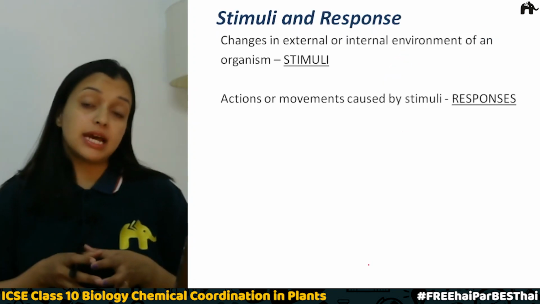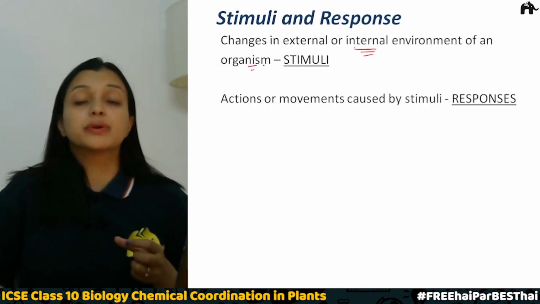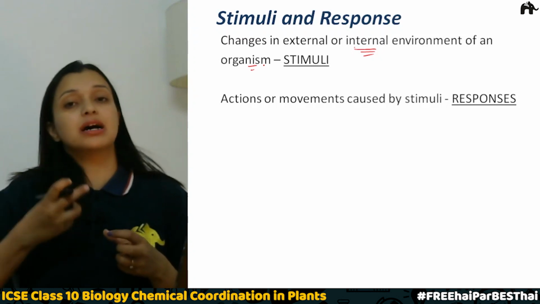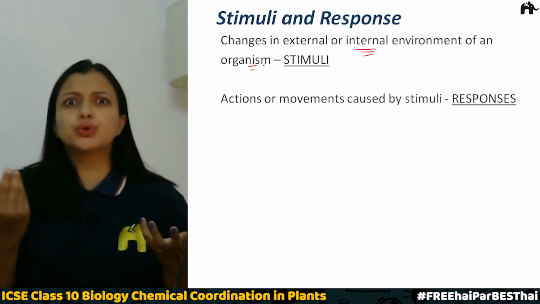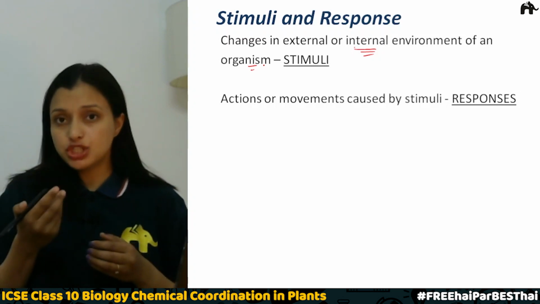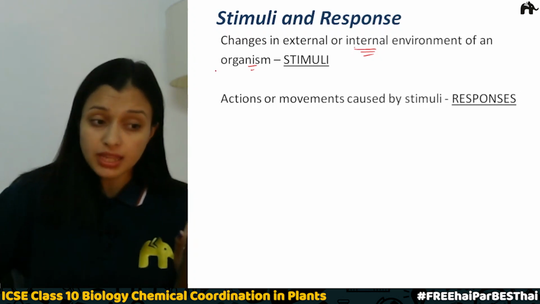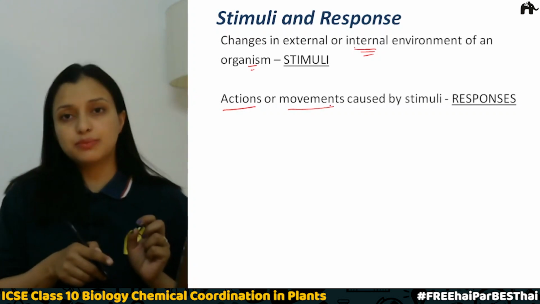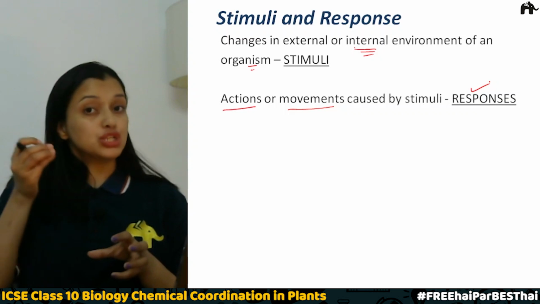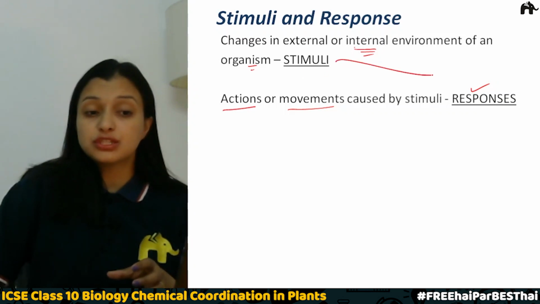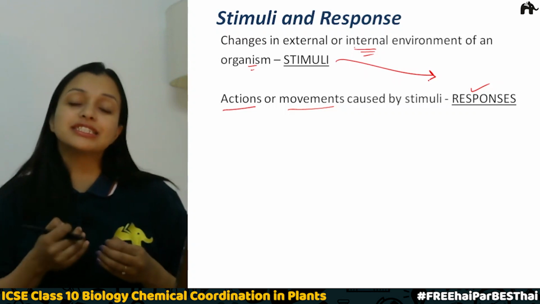The movements in case of plants are dependent on internal and external factors. The changes in the external and internal environment of an organism are called stimuli. The thing that stimulates a plant to behave like that, to twist, to bend, to curl around a support, right? These are the changes which are present either inside the plant or in the external environment, and the actions or movements which are caused by the stimuli are called responses. Whatever actions or movements a plant shows as a result of these stimuli are called responses. The way the plant responds to these internal and external factors.